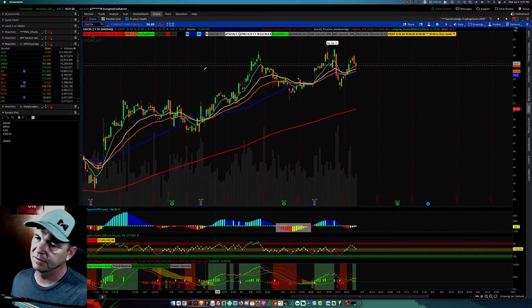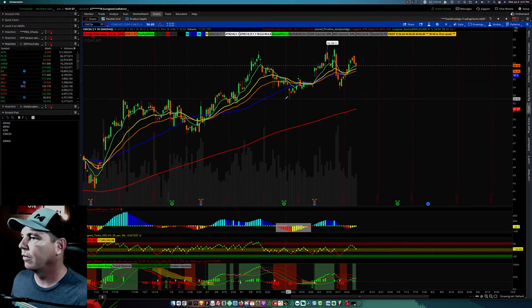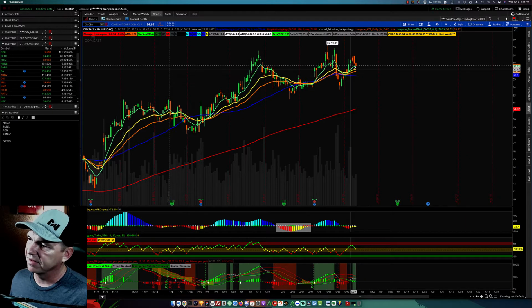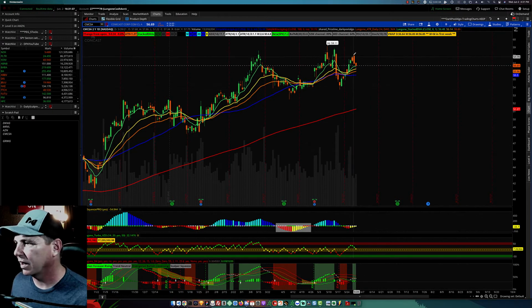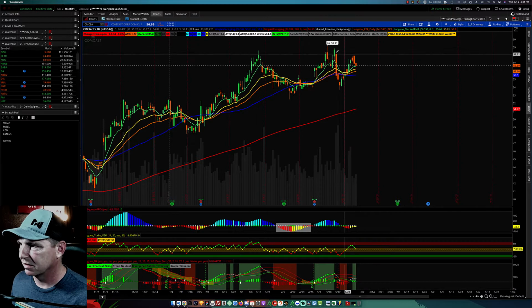Looking from a flow perspective, we've got stack positive moving averages. The 50 is above the 200, and the 8 on top of the 21 on top of the 34. It looks like we came up and we ran into some previous resistance here at this supply zone. So this would be the all-time high supply zone.